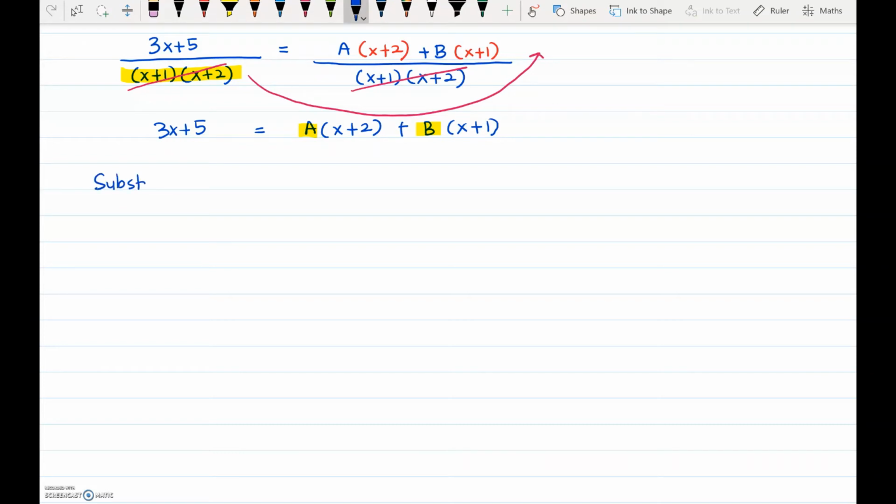So what we can do is substitute the value of x equals -1. When you substitute x is -1, you will get 3 times -1 plus 5 equals a times (-1 plus 2) plus b times (-1 plus 1). As we can see here, -1 plus 1 will be 0. That means we eliminate one of the factors in this equation, so that we can get the value of a. When we simplify, you will get -3 plus 5 is 2 equals to, -1 plus 2 is 1a, so a equals 2.